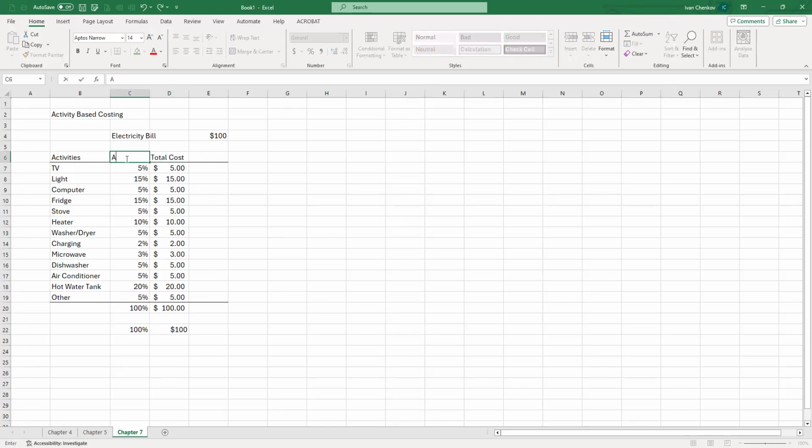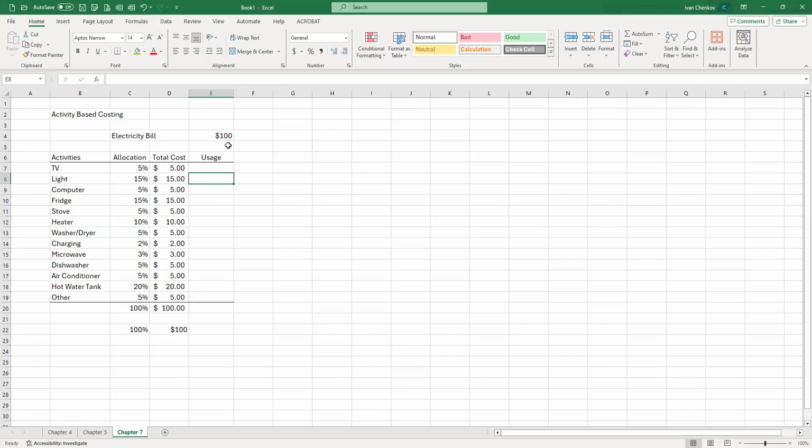That will be our allocation. What's the next thing that we have to do? Now I have the total cost. Now I have to find out the usage, right? Once I know the usage, I can allocate the cost per single use. Let's think about it. TV.